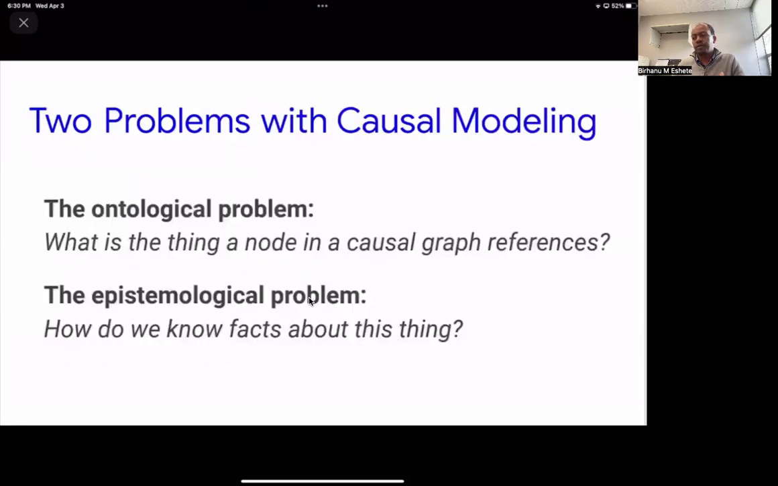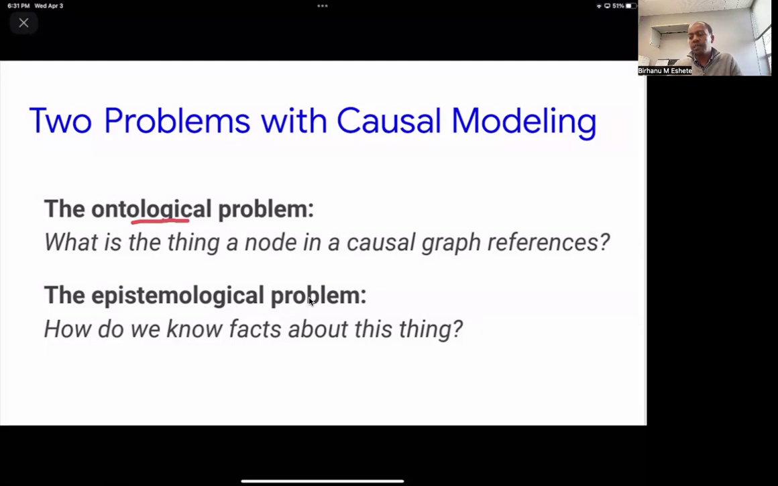So there are two problems with causal modeling. It is an interesting development in terms of fairness criteria, but it's still work in progress. There are two problems that are pointed out in the literature. One is what we call the ontological problem. So what is the thing a node in a causal graph references? Because depending on what you capture in a node, things could go either way, right?